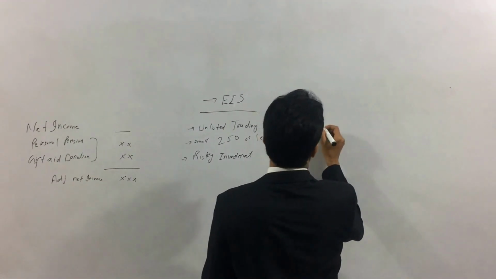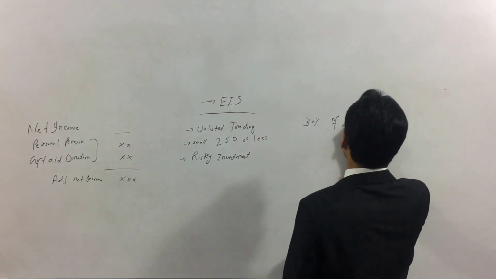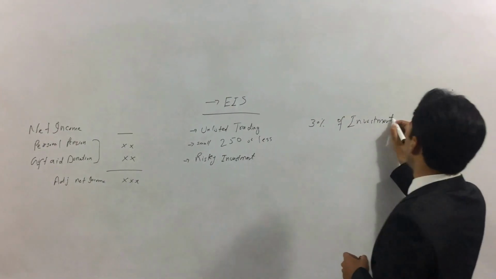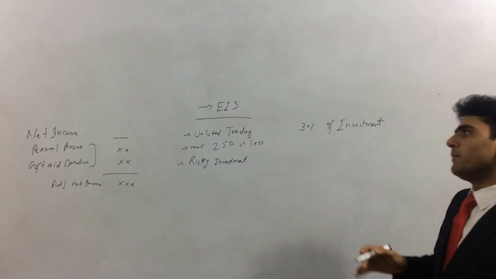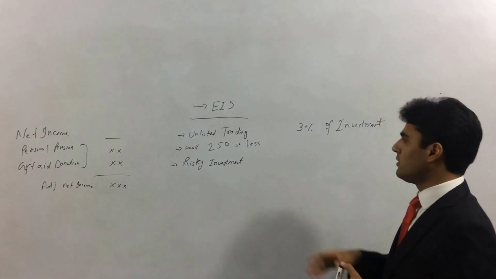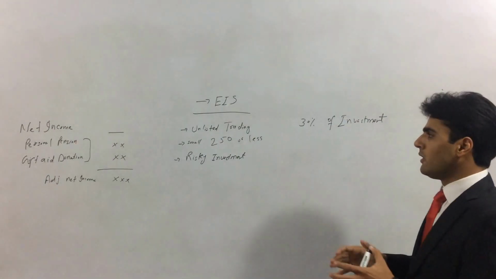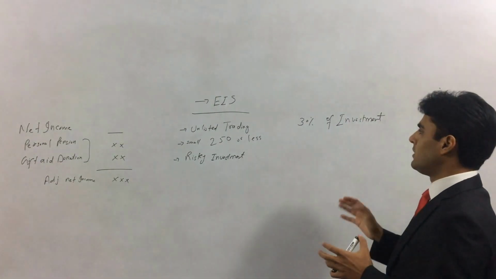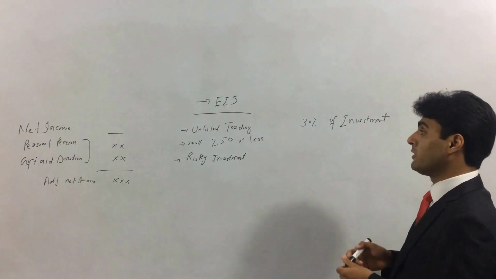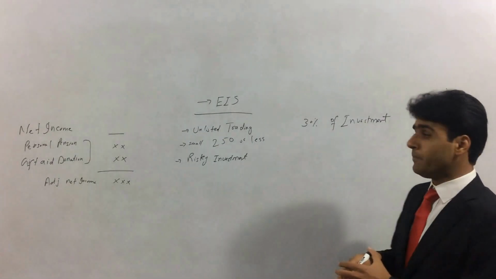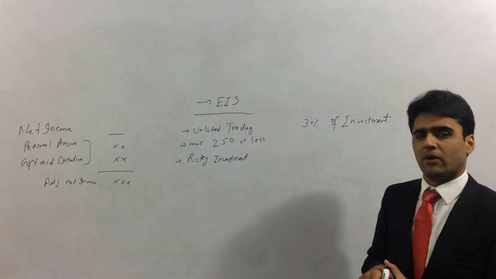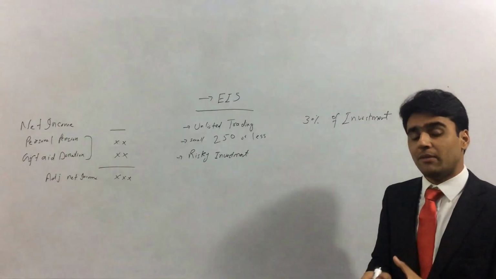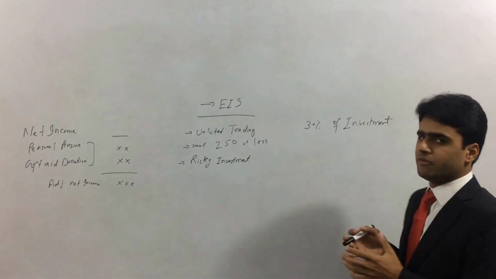Government says, hang on, let me write it down first. 30% of investment. Government says, whatever you invest in this company, I will give you a tax reducer of 30% of the investment. Say for example, if you invest £1,000 in this company, then 30% of £1,000 comes to £300. So £300 will be deducted from your final tax liability. £300 will be your tax reducer.